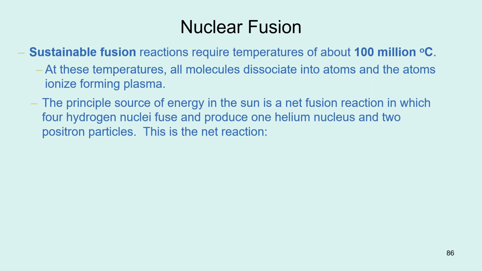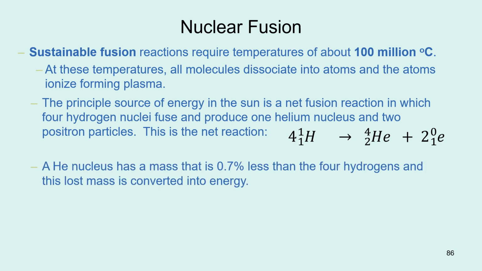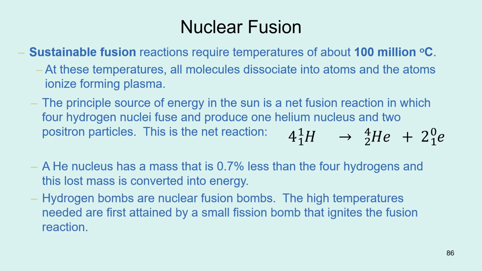The principal source of energy in the sun is this net fusion reaction where 4 hydrogen nuclei fuse to produce 1 helium nucleus and 2 positron particles. The net reaction is 4 hydrogen come together to form helium and 2 positron. The helium nucleus has a mass that's about 0.7%, we talked about this earlier, less than the 4 hydrogens, and so it's this loss of mass that is converted to energy, and that is what sustains the fusion reaction.